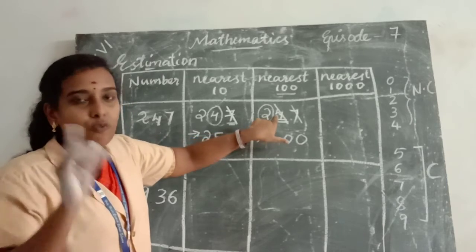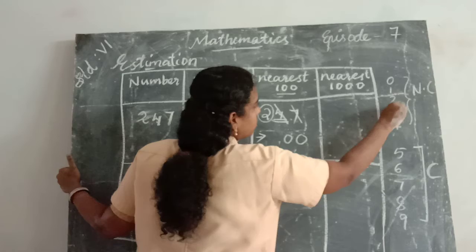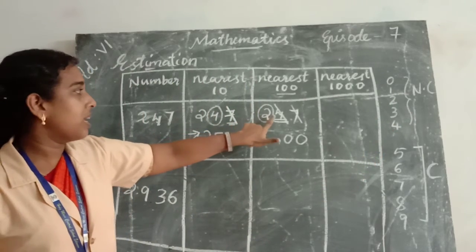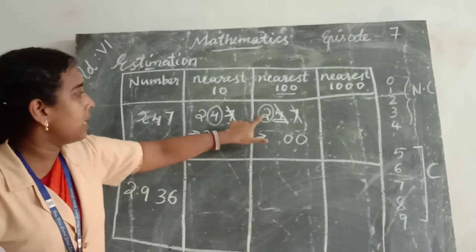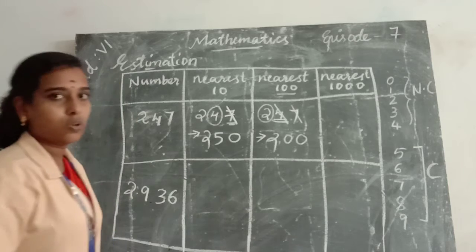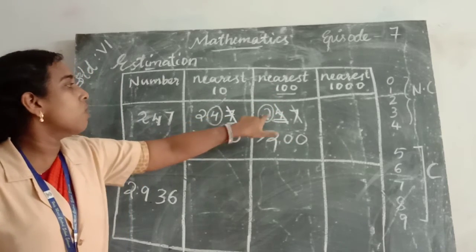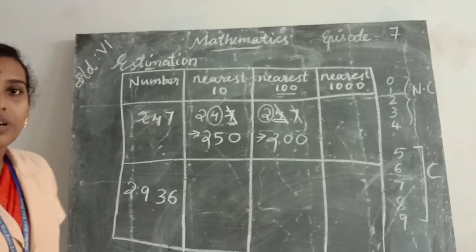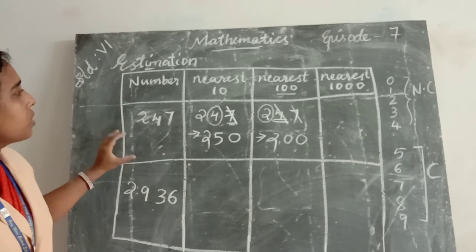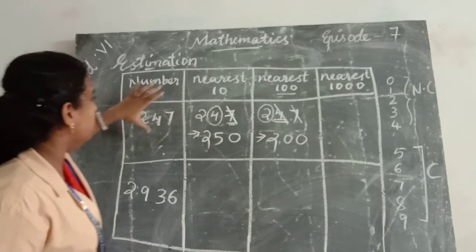Then it is 4. If the digit is 0, 1, 2, 3 or 4, then there is no change in the rounded figure. Here it is 4, so there is no change in the rounded figure. So we write 2 here. So 200 is the nearest 100 of the number 247.